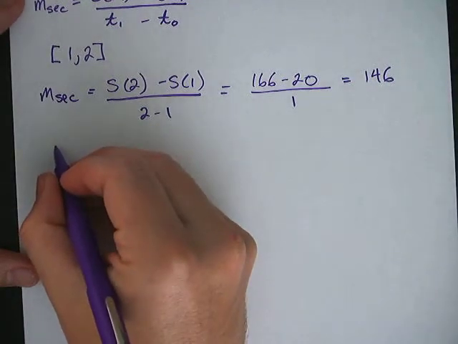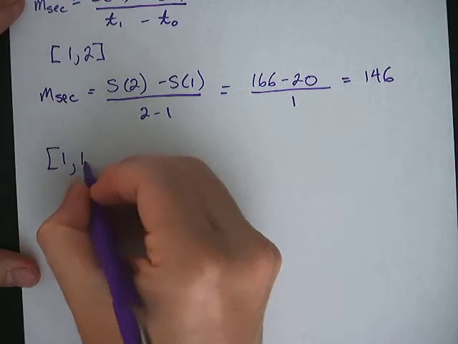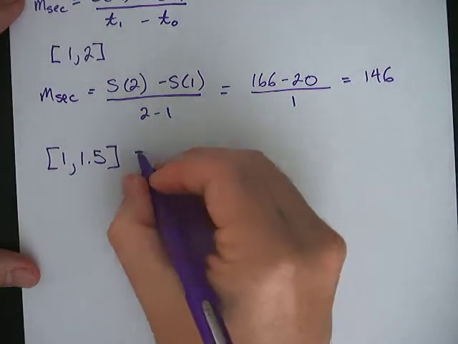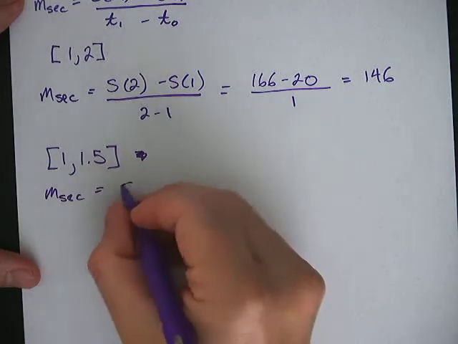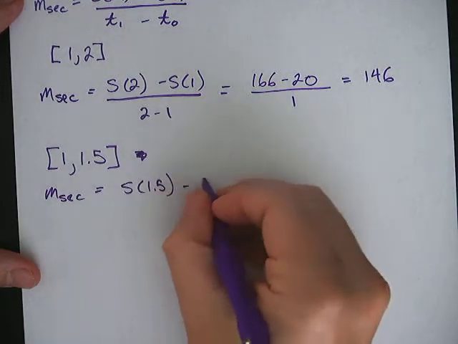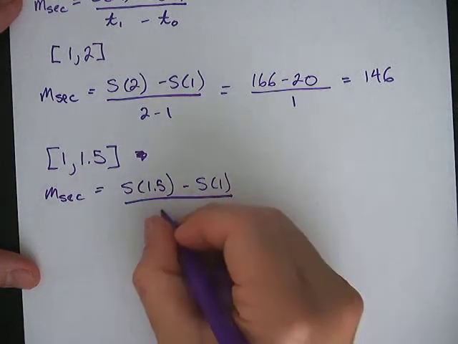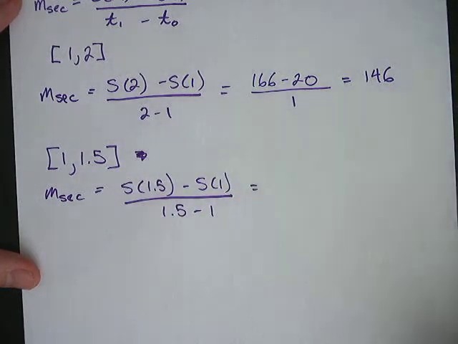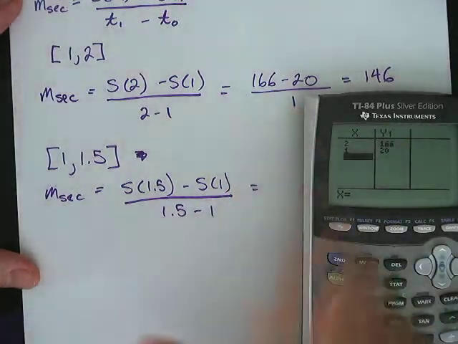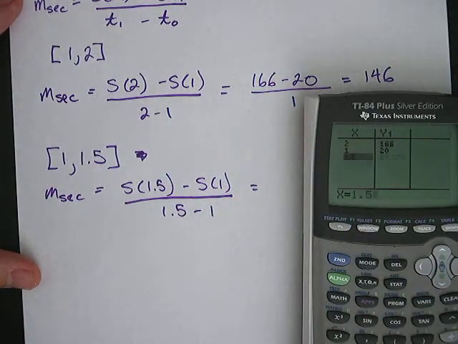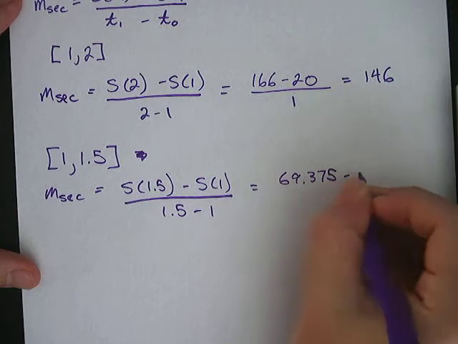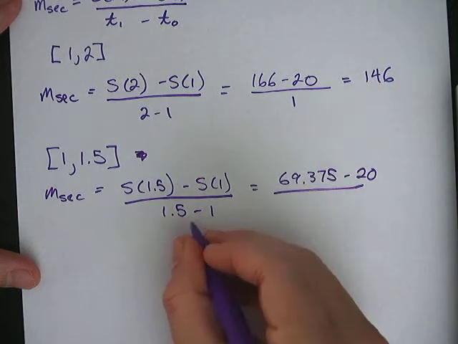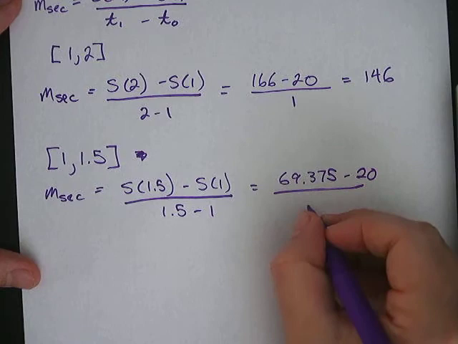Okay, let's try a little bit closer. Let's do 1 and 1.5. Okay, so m of the secant is equal to s of 1.5 this time, minus s of 1 over 1.5 minus 1. Again, we have the value at 1 already. We know it's 20, but let's type in the 1.5 and see the value we get, 69.375. So 69.375 minus 20 over 1.5 minus 1, which is 0.5.